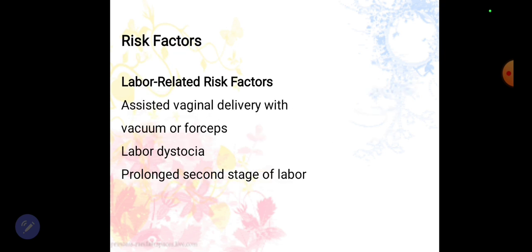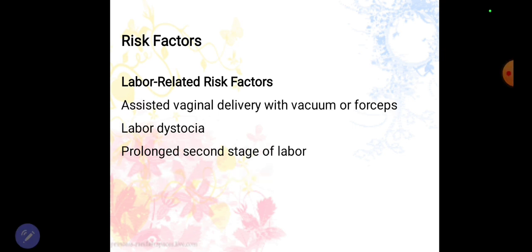Risk factors: there are antenatal risk factors and intrapartum. Intrapartum or labor-related risk factors are assisted vaginal delivery with forceps or vacuum, and male with vacuum. There is no time for the mechanics of labor to occur during assisted delivery. Labor dystocia and prolonged second stage of labor.